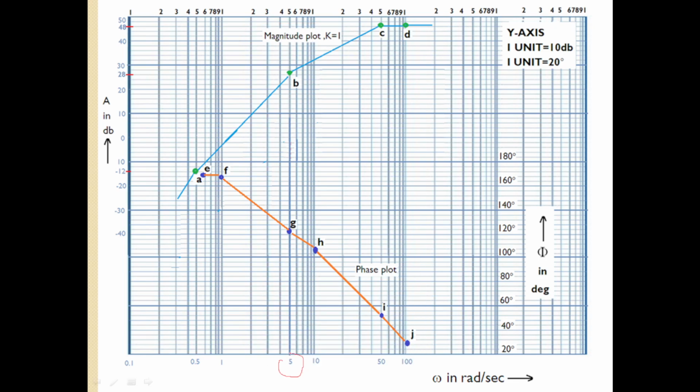So this is omega gc, 5 radians. At 5, draw a vertical line towards the magnitude plot, not towards the phase plot. Of course it may intersect the phase plot, don't worry about it. Take the help of a scale and draw a straight vertical line from omega gc, that is 5 radians. It will meet the magnitude plot at some point. From that point, now draw a horizontal line towards the y axis.